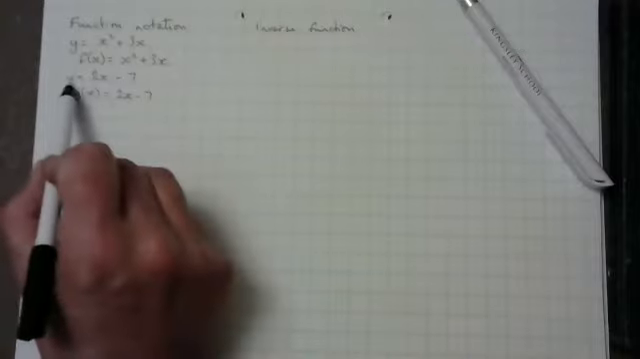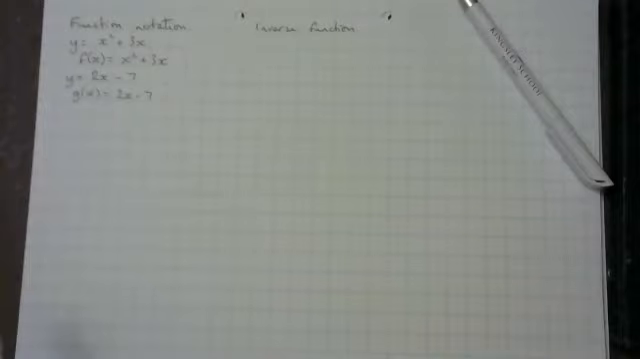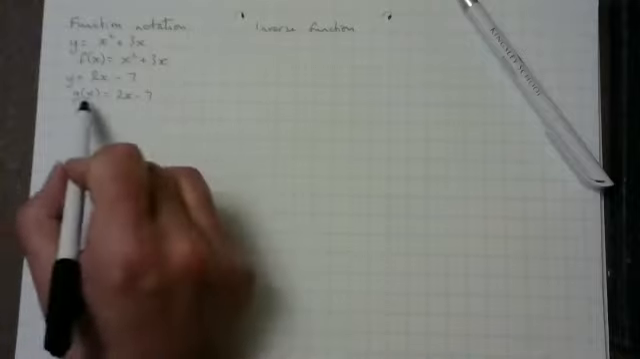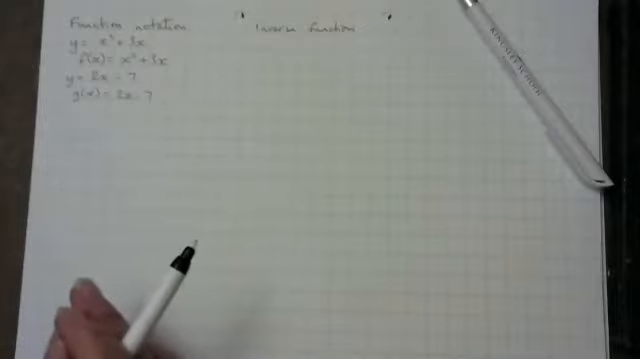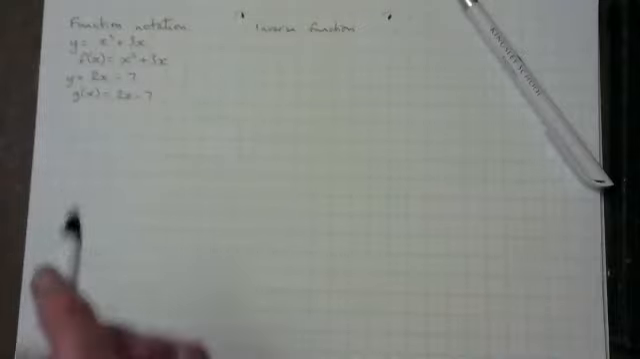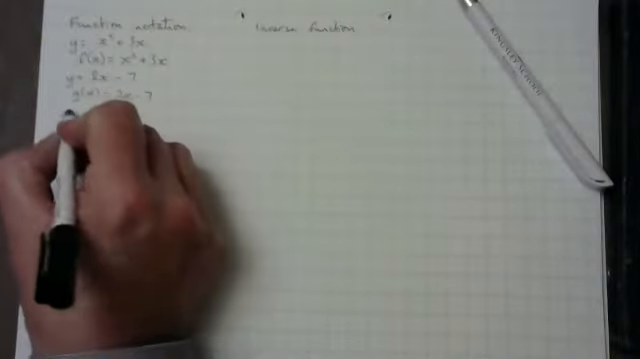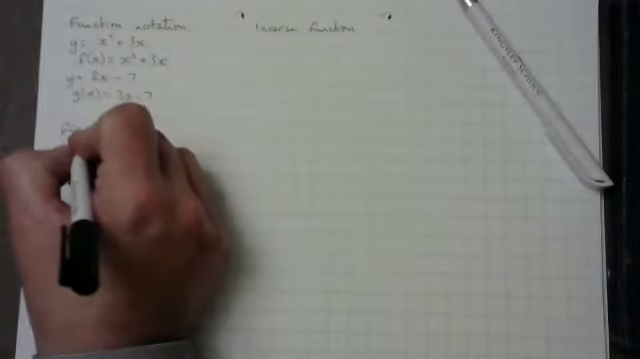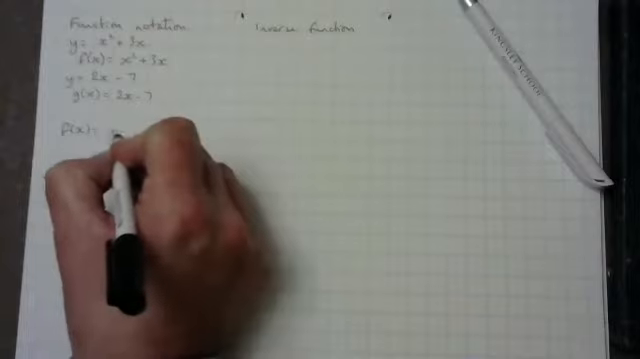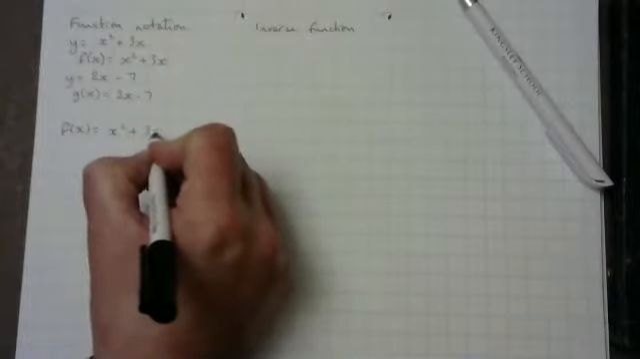This function says y equals 2x minus 7. That means that y is a function of x. Y is 2x minus 7. So I could describe this as the function g of x equals 2x minus 7. Once I know what the function is, I can just work out what the different outputs are for different inputs of x. So for example here, f of x equals x squared plus 3x.